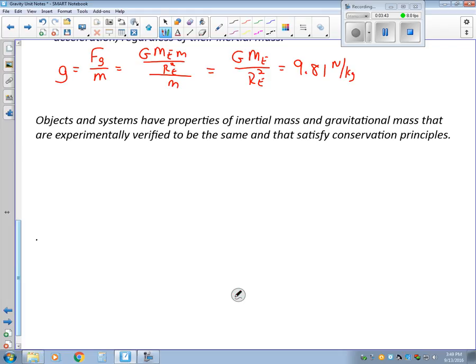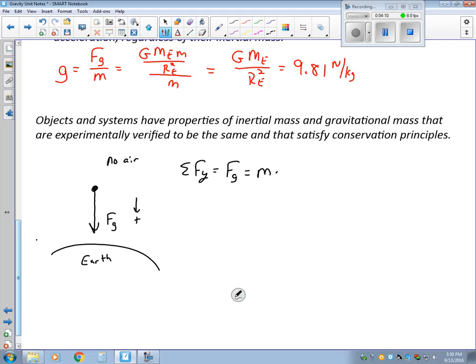So to prove that, let's say we have an object. There's no air, so there's only one force acting on it, a force due to gravity. So if I were to study the forces along the y-axis, I would just get a force due to gravity. I'll say that for the time being, down is positive. So that means the net force equals mass times acceleration.